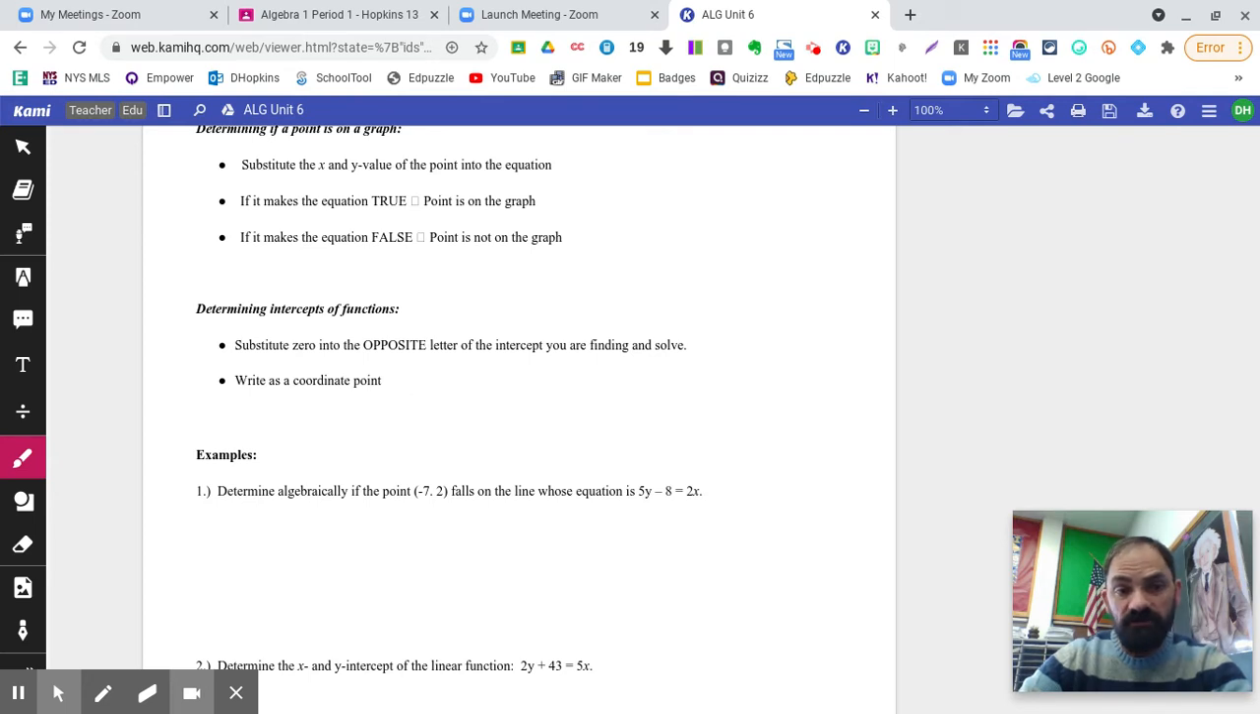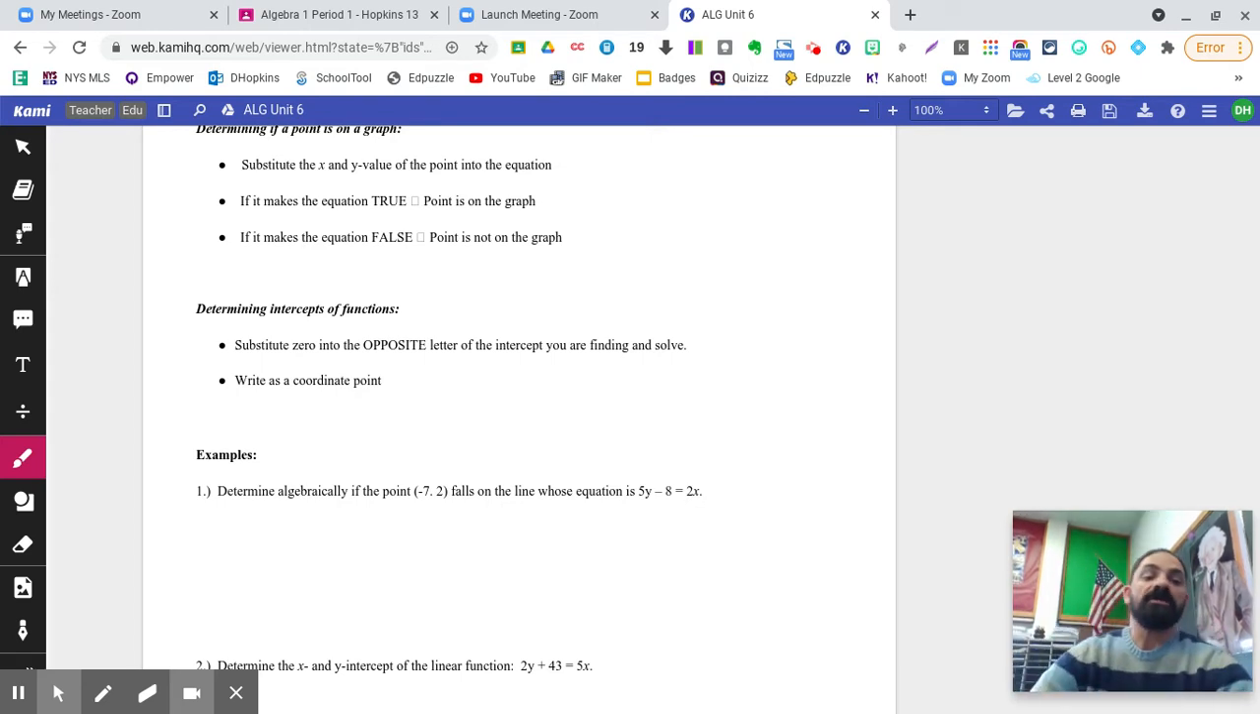Determining intercepts of a function. Substitute 0 in for the opposite letter of the intercept that you're trying to find. For instance, if I'm trying to find the x-intercept, then I'm going to plug 0 in for y, and I'll solve for x. If I want to find the y-intercept, then we plug 0 in for x, and we solve for y. And then we'll write it as a coordinate point. Okay, so examples. Number 1.